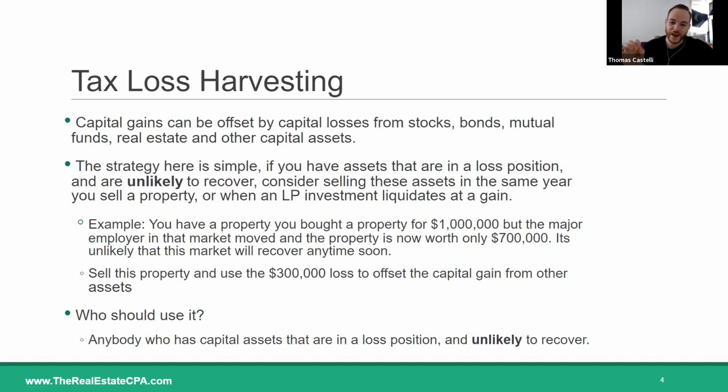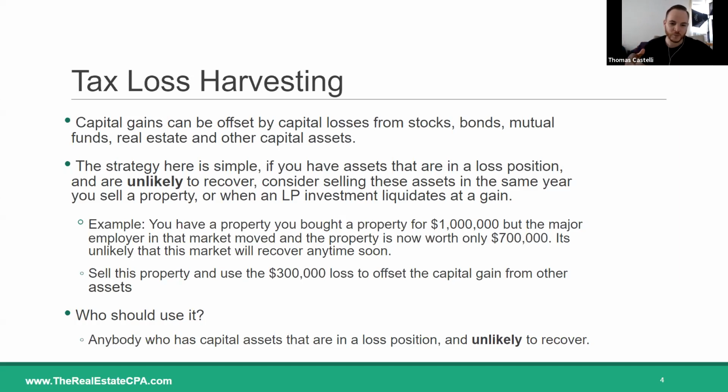If you have assets that are in a loss position and are unlikely to recover, consider selling these assets in the same year you sell property or when an LP investment liquidates at a gain. And the key here is unlikely to recover. If you have an asset that took a small dip and you think it's likely to return, don't sell off that asset simply to eliminate the capital gain on the sale of another asset. This is truly meant for assets that you're taking a bath on and that are never going to recover.